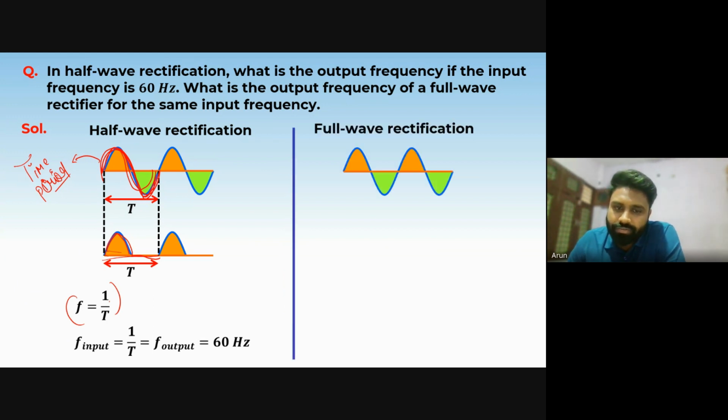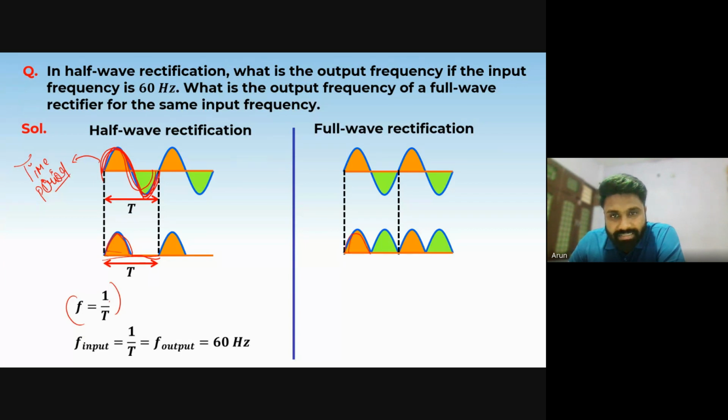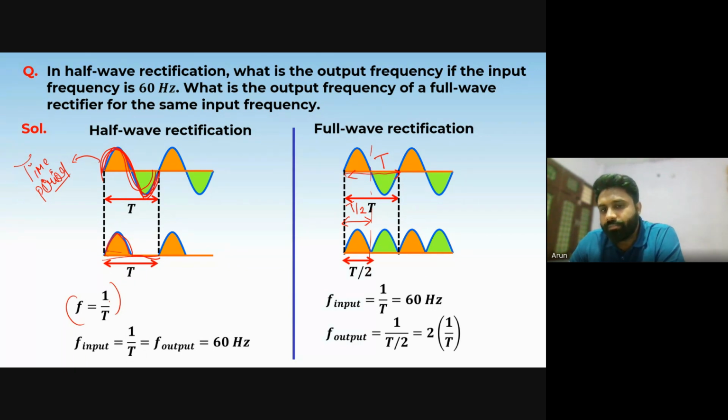But for full wave rectification, you will see that the full wave is rectified. This negative portion is also rectified to the positive one. In this situation, you will see that the wave is repeating itself from this point of time, and it is just half of the input one. So if the input wave is repeating itself in time period T, this wave is repeating itself in just half of it, which is T by 2. F input is 1 upon T, which is 60 hertz as given. But F output is 2 times that, because 1 upon T by 2 is the new time period of this wave. So 2 times 1 by T is the output frequency, which is just twice the input one.